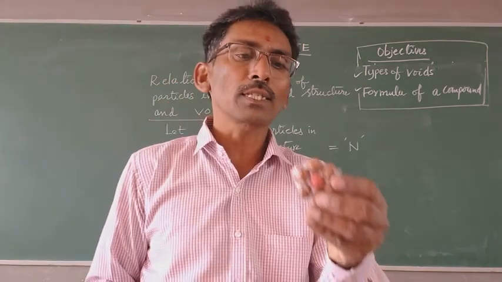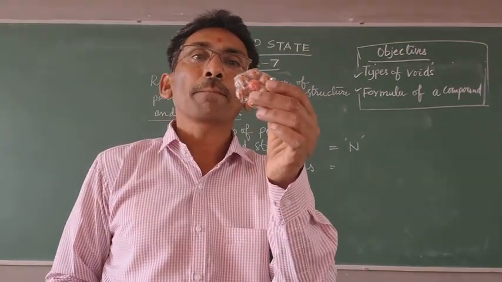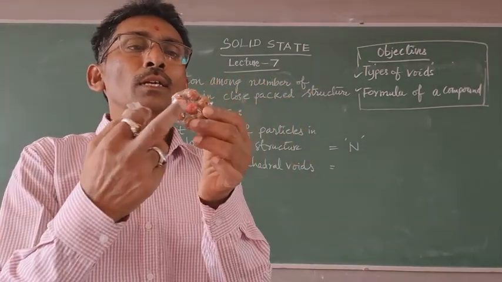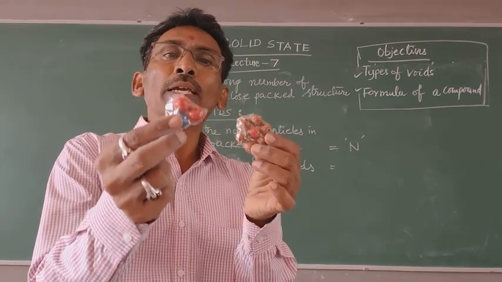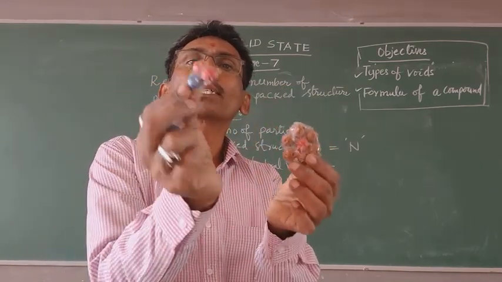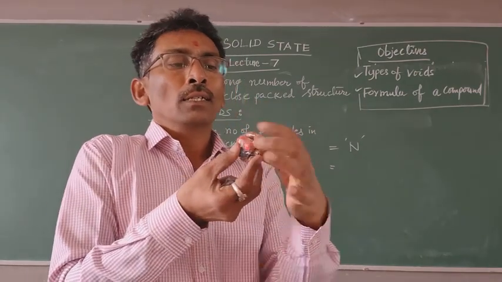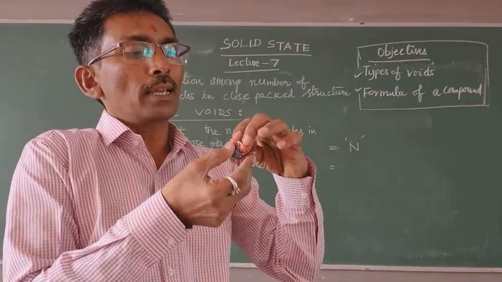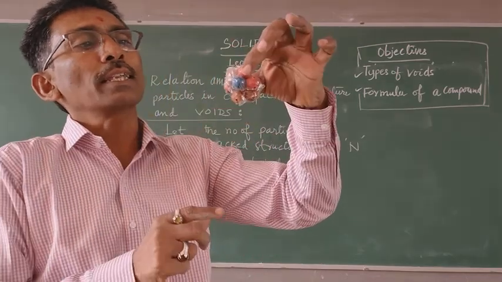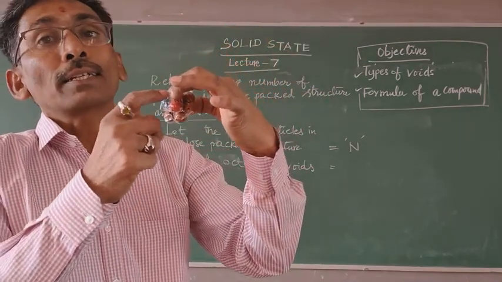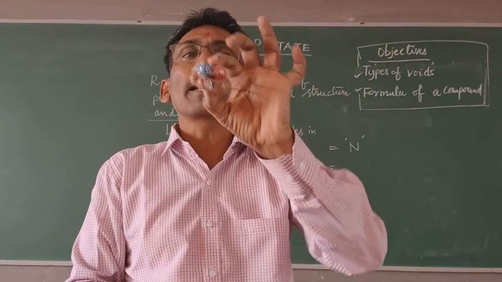Once again, this is A arrangement of particles. Yes, this is B. The triangular void is covered by this particle like this. And this third layer is now what is resulted? A tetrahedral void is resulted at present.